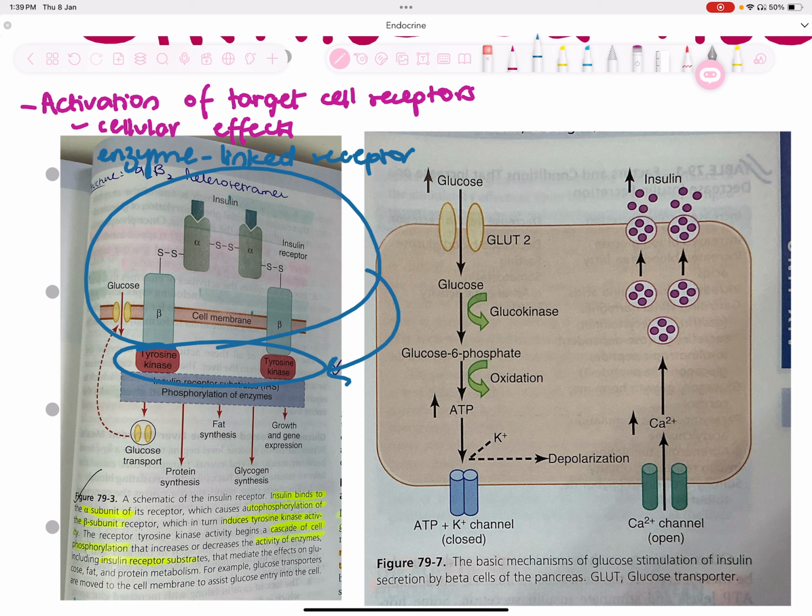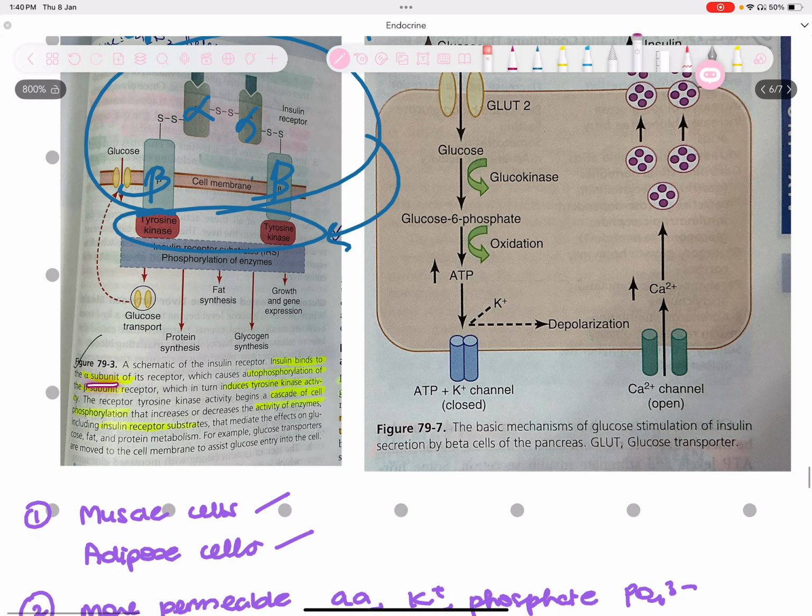Again, this is an alpha2 beta2 heterotetramer. There are two alpha subunits, two beta subunits. First of all, insulin binds to the alpha subunit of its receptor, which causes autophosphorylation of the beta subunit of the receptor, which in turn induces the tyrosine kinase activity. The receptor tyrosine kinase activity begins a cascade of cell phosphorylation that increases or decreases the activity of enzymes, including insulin receptor substrate. So the activity of the intracellular enzymes can either be enhanced or decreased.